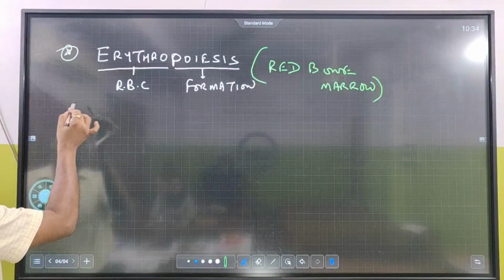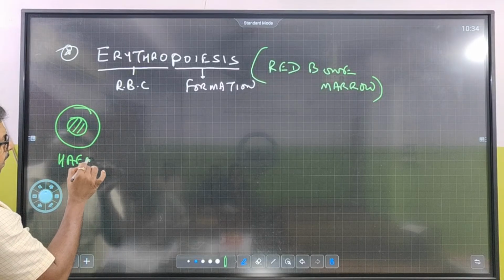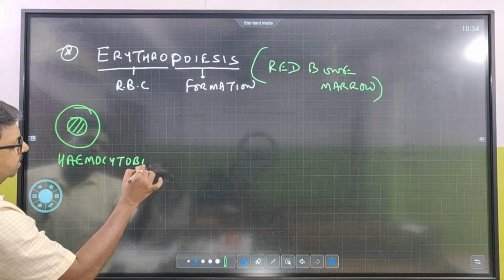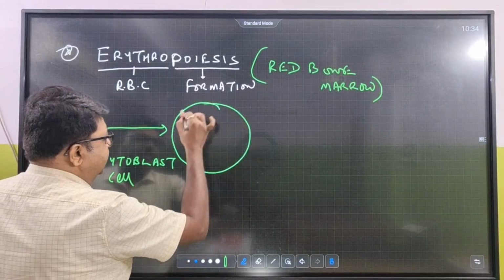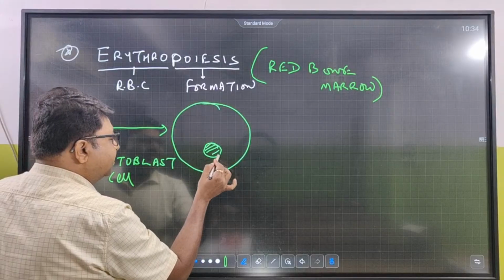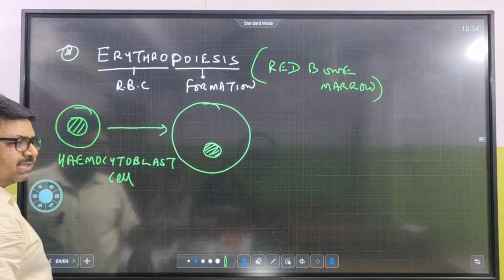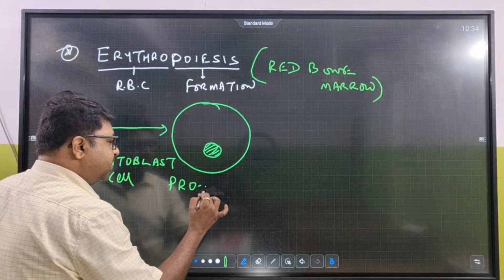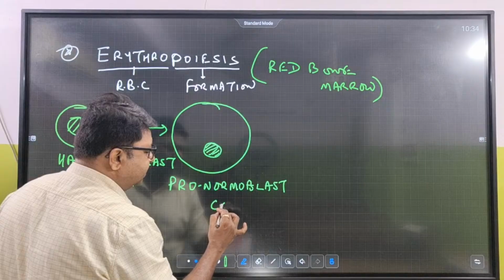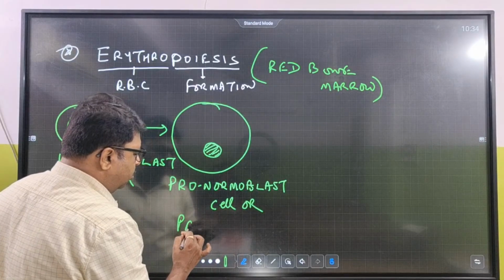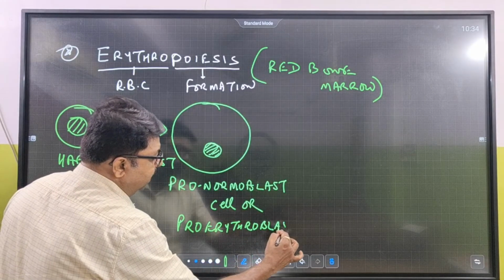Now, this is a hemocytoblast cell. This cell grows in size, and the size of the nucleus gets a little degraded, or diminishes in size. This cell stage is called the pronormoblast cell, or also called the proerythroblast cell.